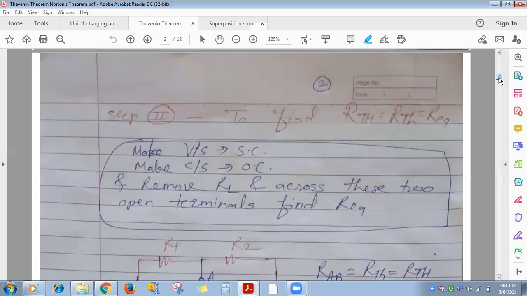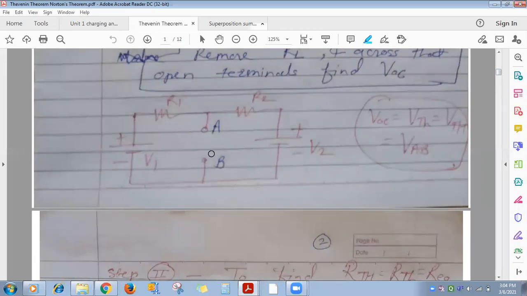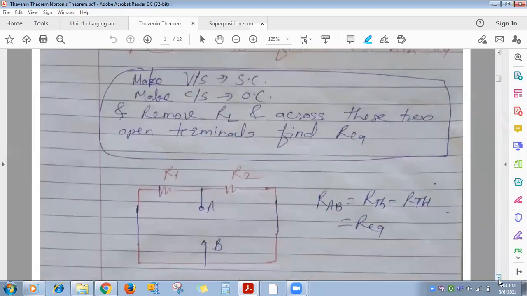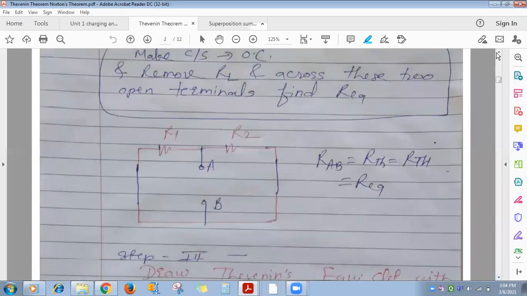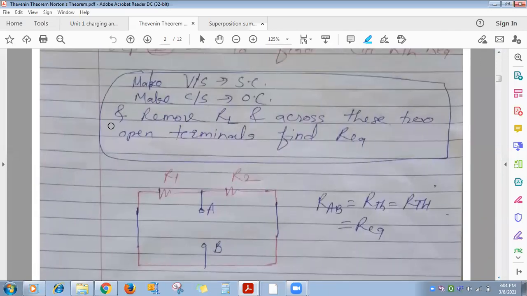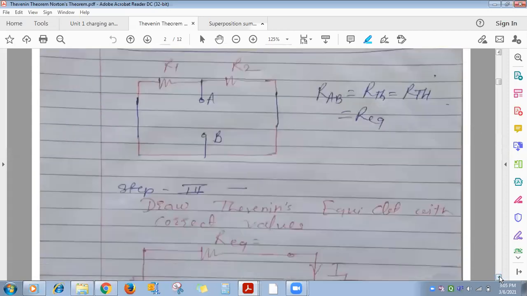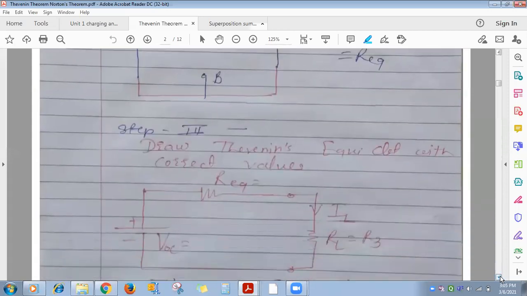Step 1, just remove load resistance and draw the circuit, and across these two open terminals, find out the Thevenin's equivalent voltage. That's it. First step, very easy. Second step, what you have to do? Make voltage sources short, make current sources open, and remove load resistance. And across these two open terminals, find out the equivalent resistance. That is Thevenin's equivalent resistance. Second step is also easy.